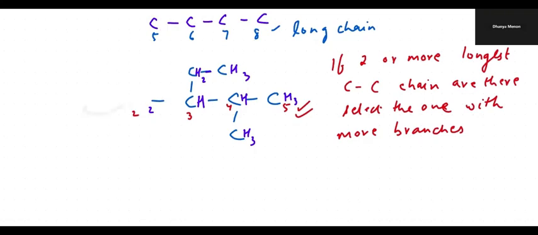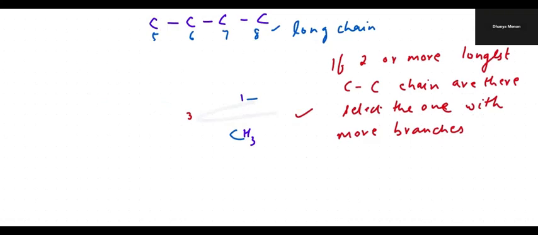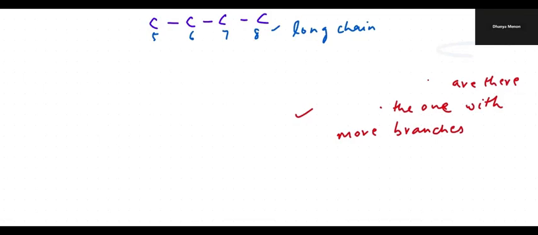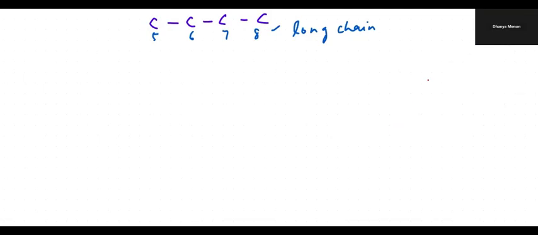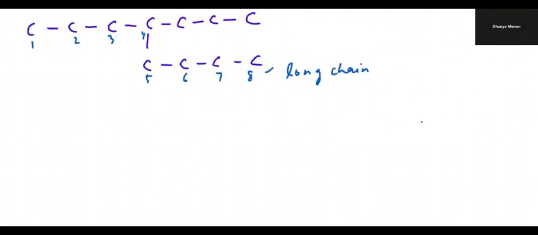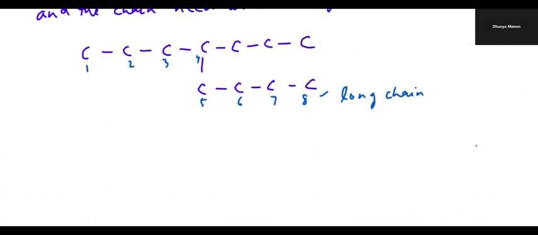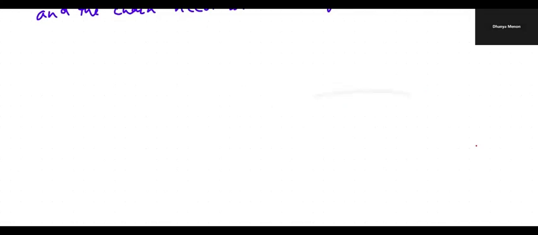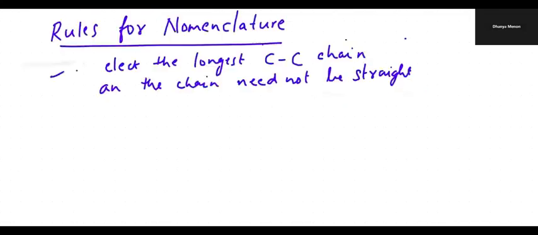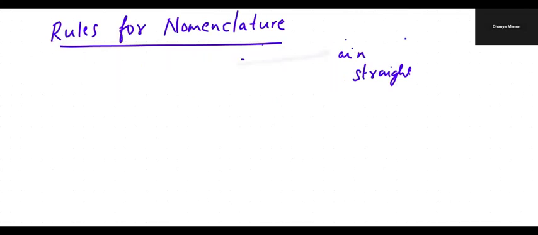Now coming to rule number 3. So first is always selecting the long chain carbon atom. And if you have selected the long chain carbon atom, if you get 2 long chain carbon atoms, select the one which has more branches. Okay, coming to rule number 3.